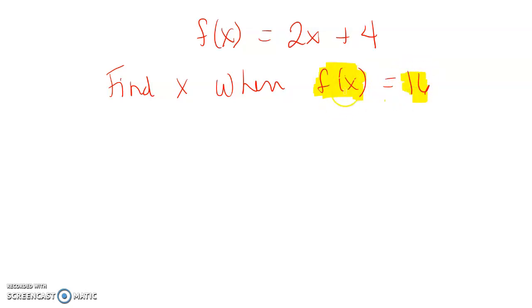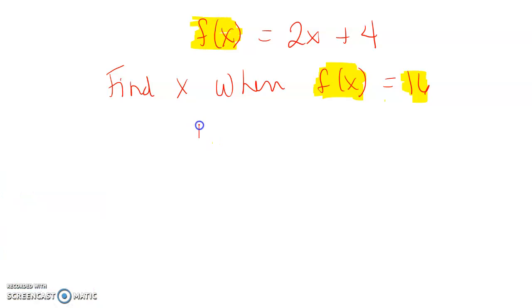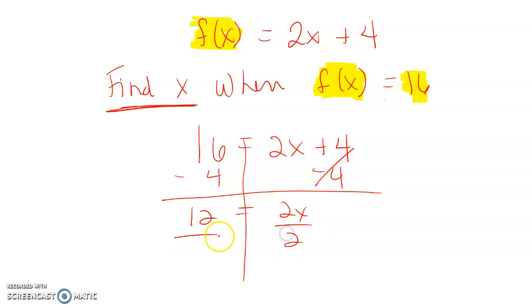That means wherever I see f of x, I replace it with 16. I see f of x right here, so I'm going to replace it with 16. So I'm going to say 16 equals 2x plus 4. Because I'm trying to find x now, I should be solving for x. And then I just solve. Minus 4, minus 4. 12 equals 2x. Divide by 2. x equals 6.